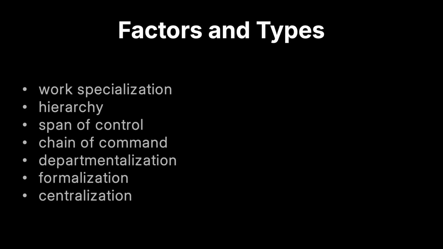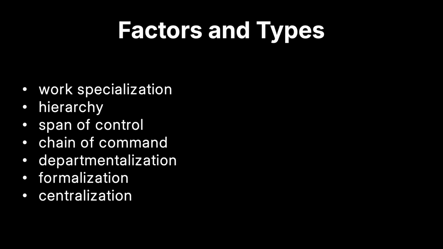There are different factors that decide which type of team structure works best for any given project or situation. Work specialization determines the extent to which work in the test team should be subdivided into separate jobs. Hierarchy decides on the number of layers or levels of management within the test team.